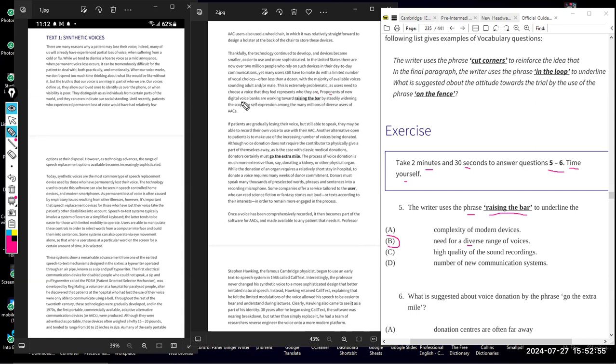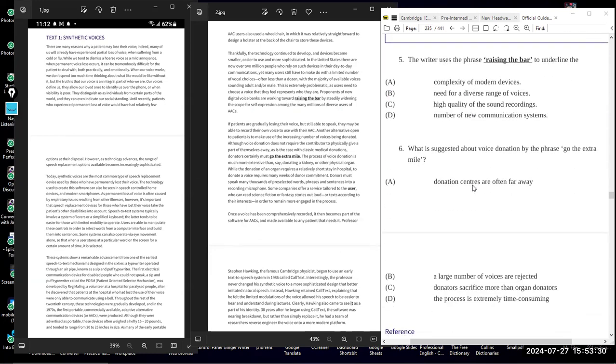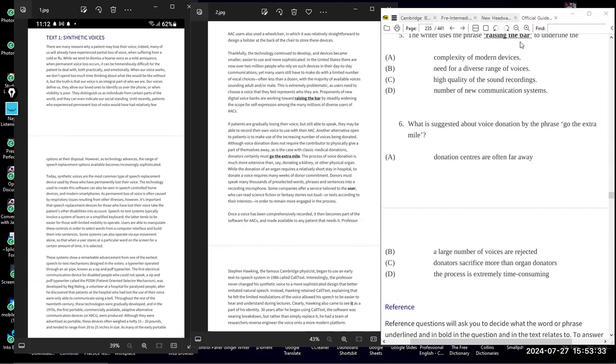So proponents of new digital voice banks are working toward the need for a diverse range of voices by steadily widening the scope for self-expression among the many millions of diverse users of AACs. Thank you so much. This is the exact meaning of toward raising the bar. Okay, so this is it. This question is about vocab, but it's not the end because we have two questions. Now take a look at the question number 6 and try to tell me the correct answer.